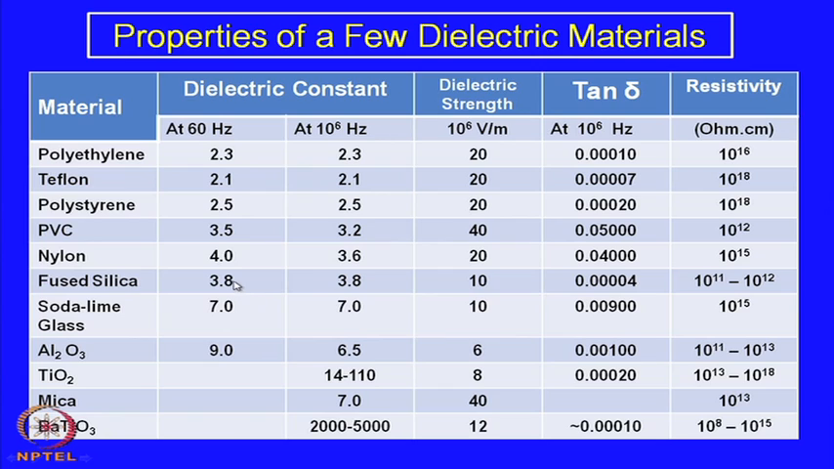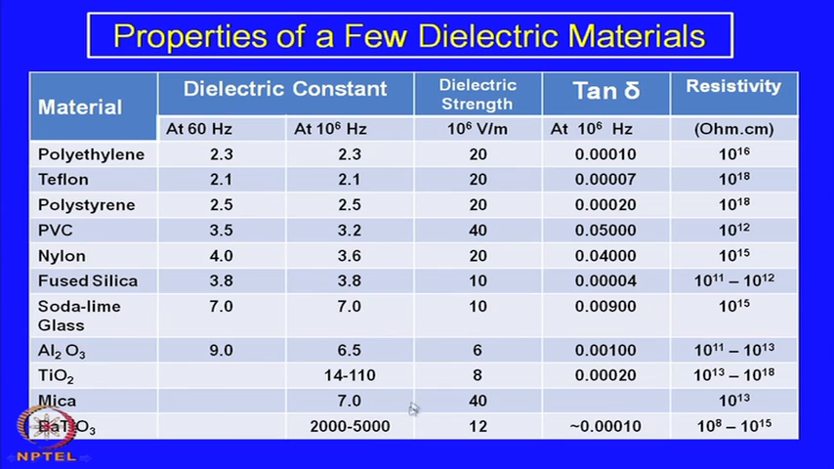For example, fused silica of course has a low dielectric constant, but soda lime silica glass has a higher dielectric constant compared to the polymers, which are more or less in the range of 2 to 4, whereas these are above 7. And for aluminum oxide, as you can see, there is a slight variation even in this range. That means this is 6.5, lower than the low frequency value 9.